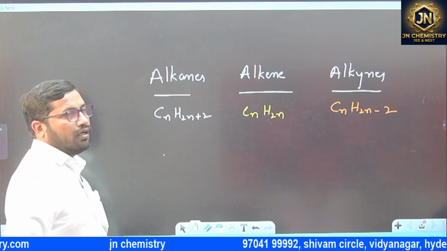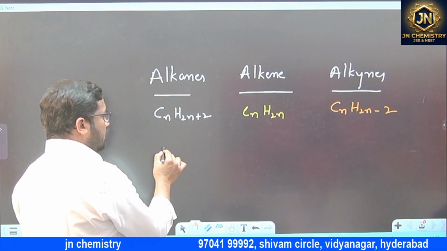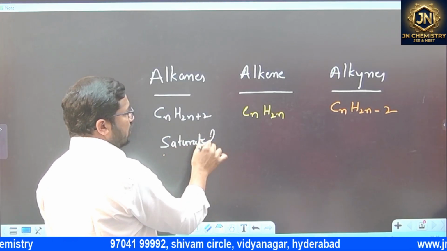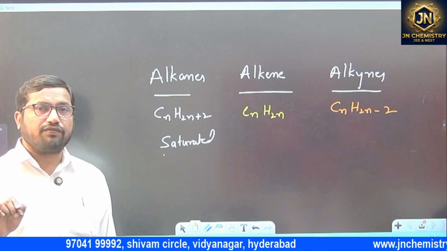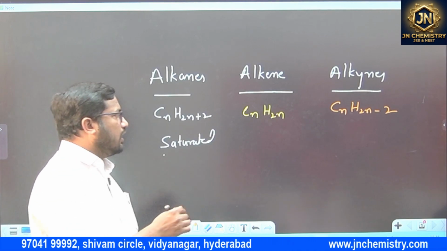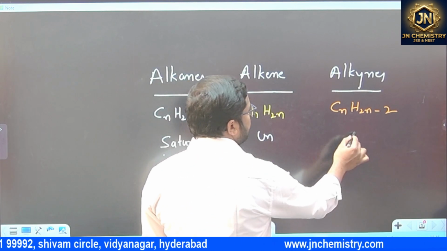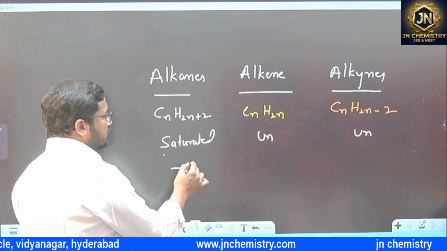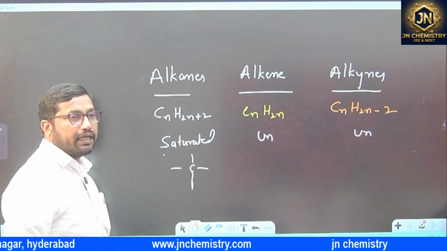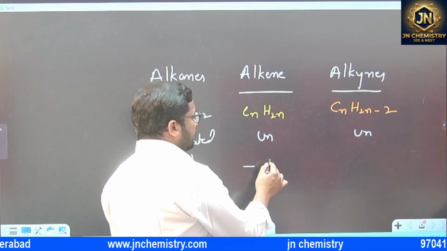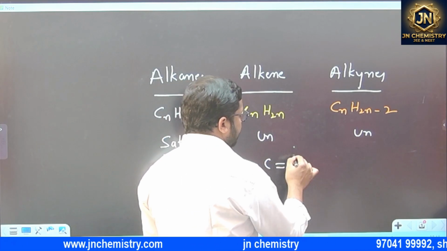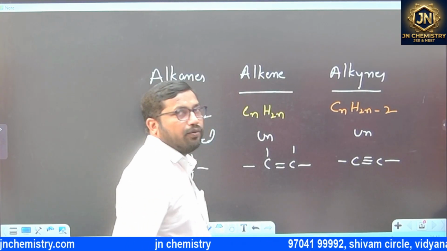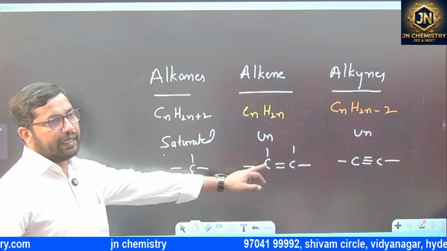Now, alkanes are generally saturated hydrocarbons. Saturated means carbon is having 4 single bonds. Alkenes and alkynes are unsaturated. In alkanes, the carbon has 4 single bonds, whereas in alkenes, one double bond will be there. In alkynes, a triple bond. Right? Ane, ene, yne.